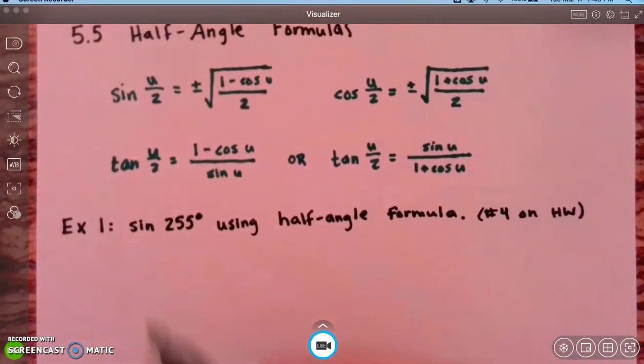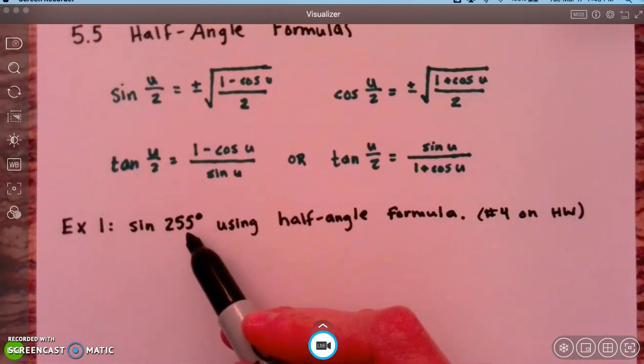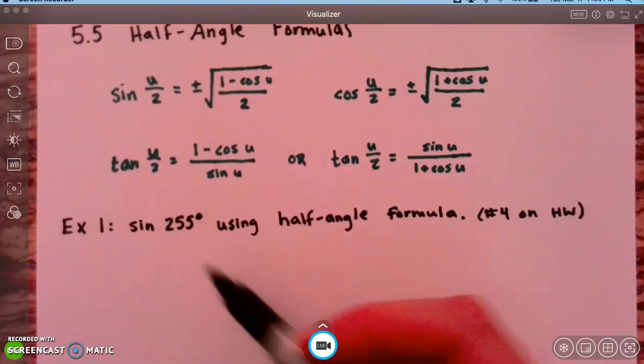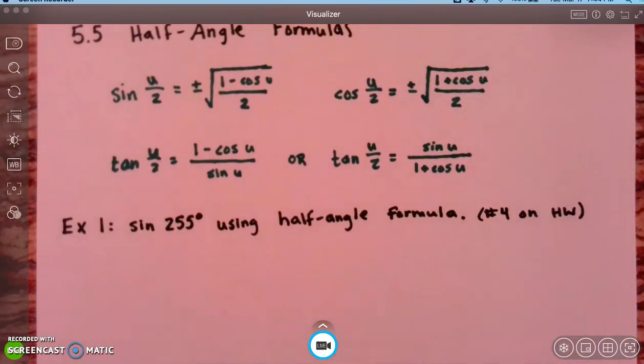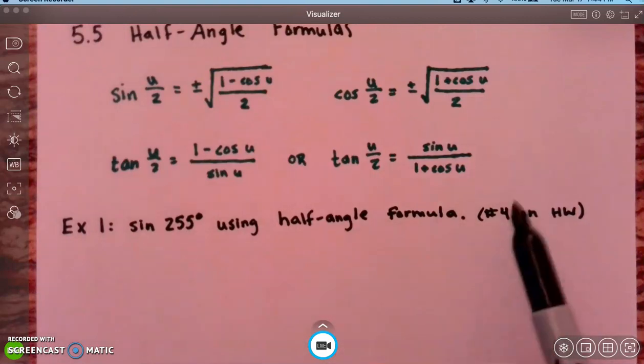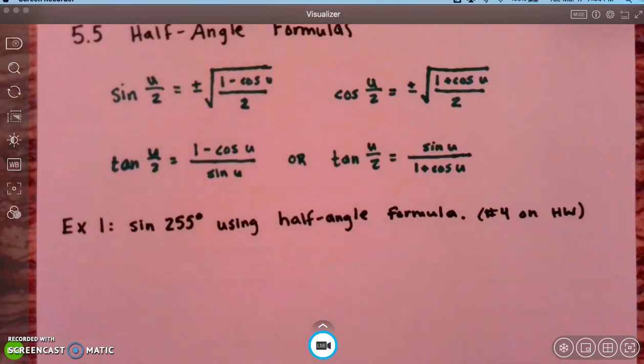We're trying to find sine of 255 degrees, and we want the exact value. 255 is not a special angle, and we could use the sum or difference formulas to find this as well. So this is not the only way to do it, but we're going to practice using the half angle formula here. This one's a little tricky because we have to figure out what 255 is half of. You can quickly realize that that's going to be something outside of the unit circle. So I want to go over this one step by step. And just for reference, this is number 4 on your homework, the last homework that you all received.